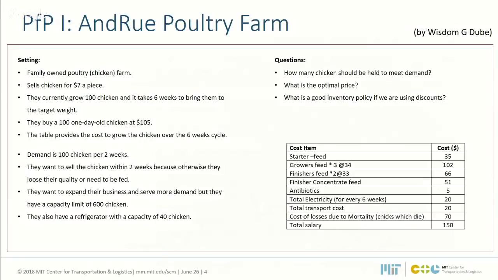The major questions that Wisdom posed to us were: how many chickens should you actually produce, especially given the question of how you expand your business, and how to set the optimal price, because currently they're working on a $7 a piece basis. The pricing question connects to the inventory question, because they need to figure out how to hold the inventory, whether to provide discounts, and what about salvage costs and something like that. This is a rich problem, I think, and our learners already started voting on how to attack the problem.